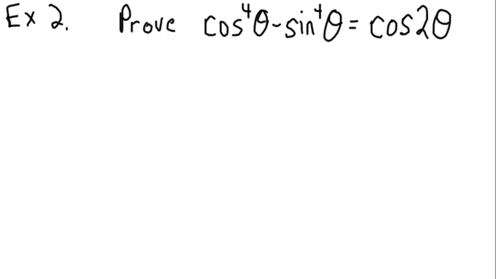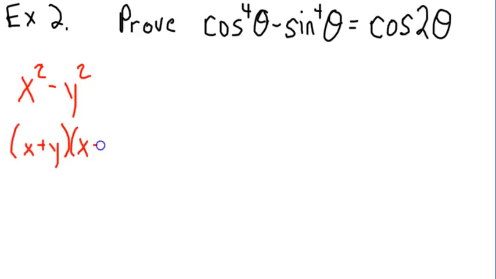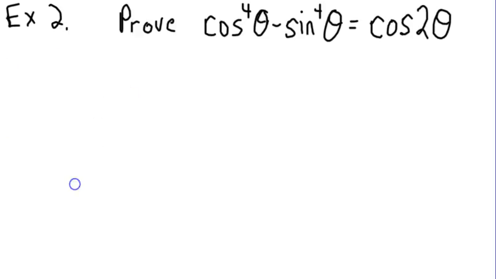In example 2, we want to prove that cosine to the 4th power of theta minus sine to the 4th power of theta equals cosine 2 theta. So before we get started with this, let's quickly refresh our memory on a difference of squares. If I had x squared minus y squared, that would factor into x plus y times x minus y. The difference, subtraction of two things that are squared. In this problem, we have to be a little creative, but we're going to use that difference of squares property.